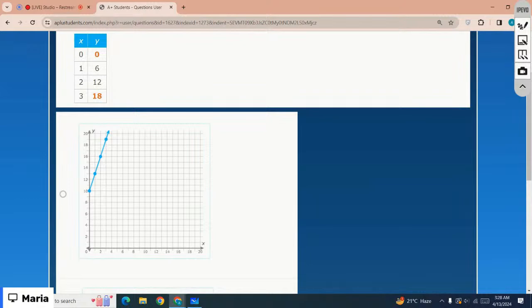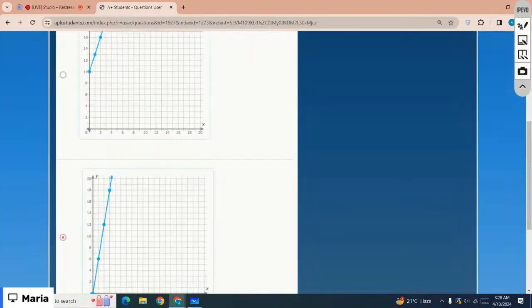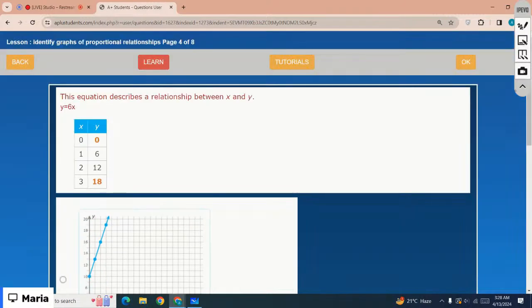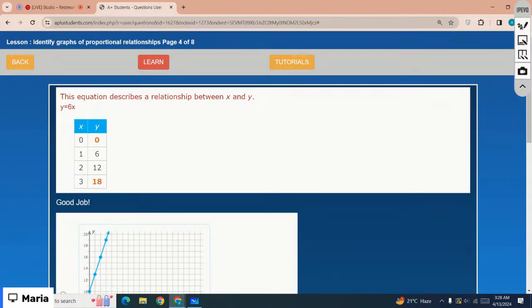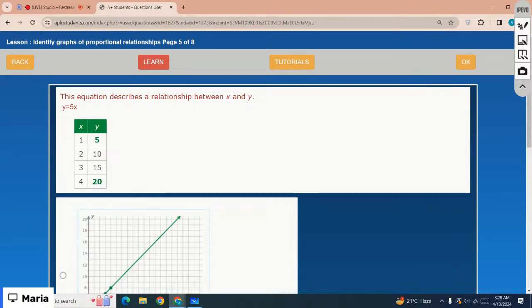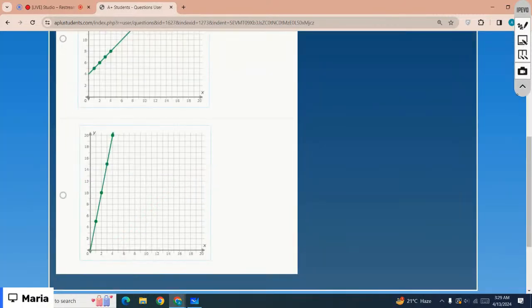Yes, the correct option is option number 2. Yes, the second one is the correct option, right? This equation describes the relationship between x and y, which is the correct option. Option number 2 is the correct option, right?